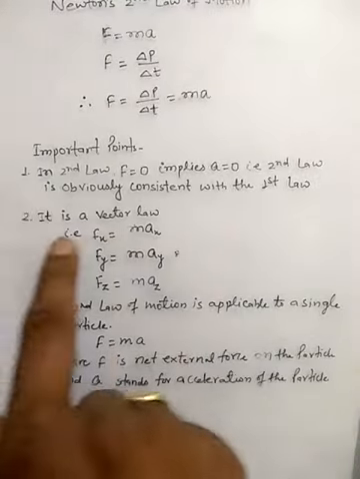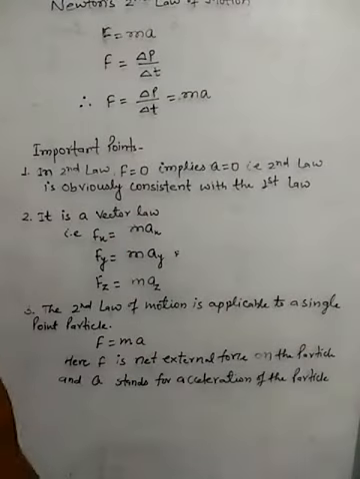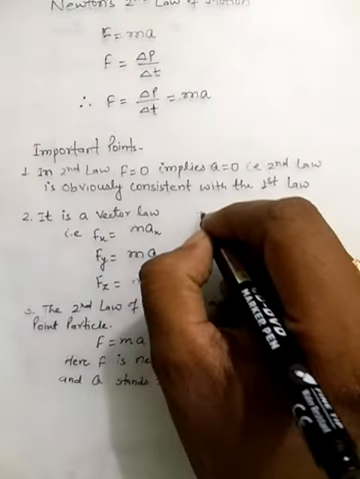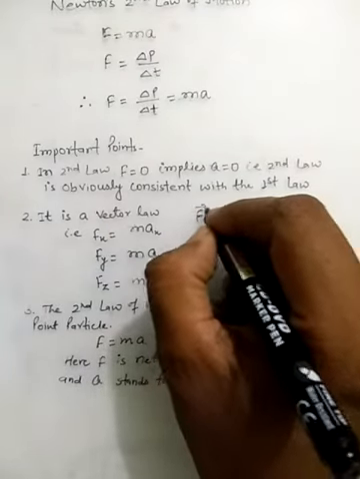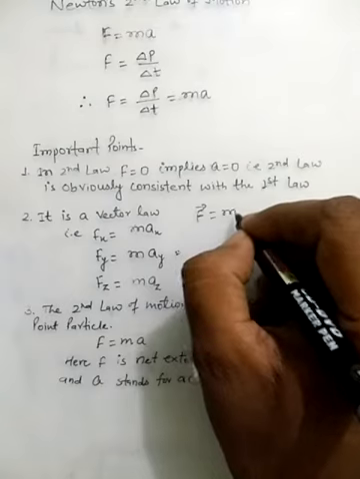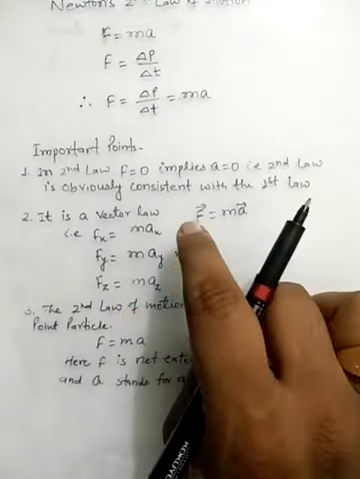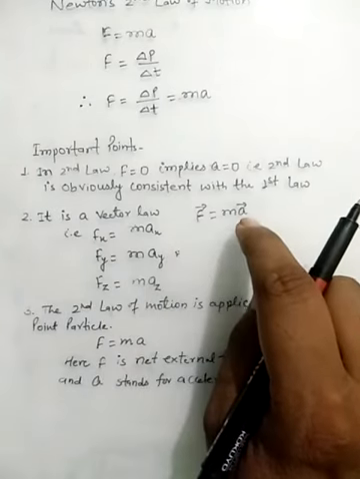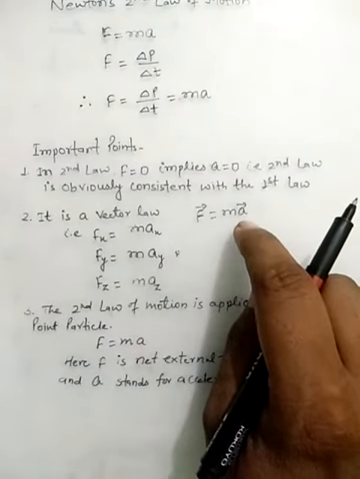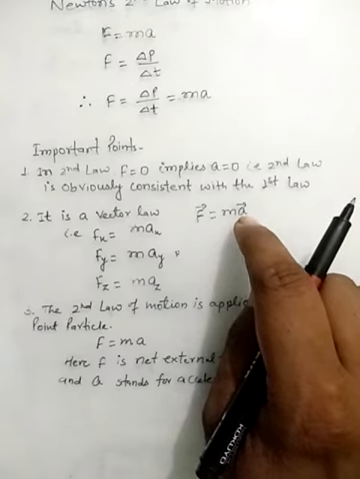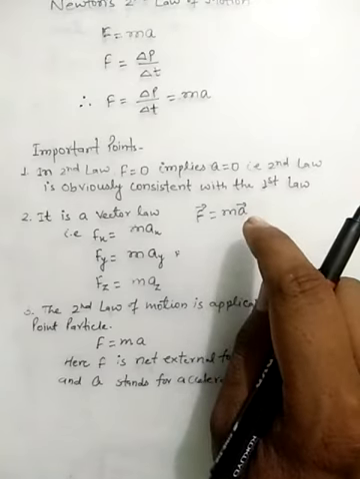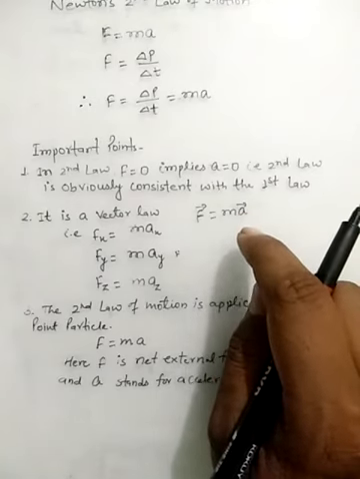And the second point is that it is a vector law. It means that the relation F equal to ma can be expressed as follows: force is a vector quantity and acceleration is always a vector quantity. The acceleration will be in the direction of the net applied force.